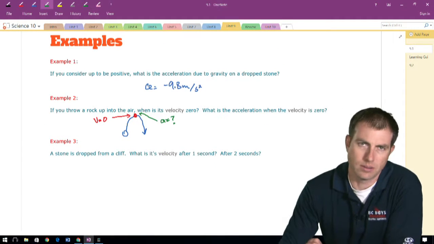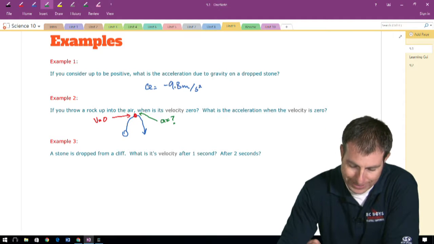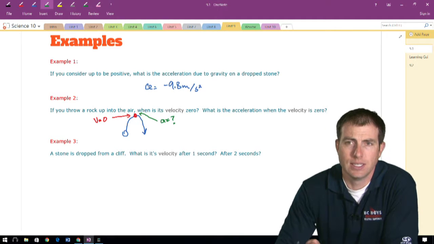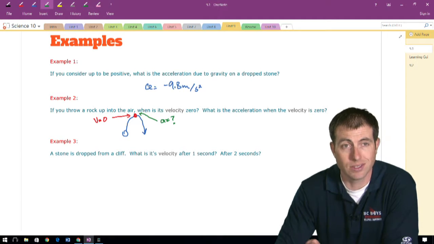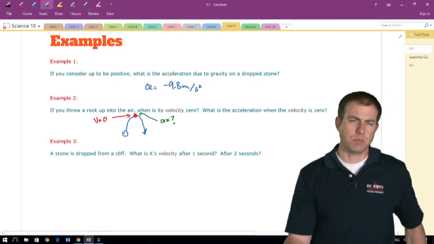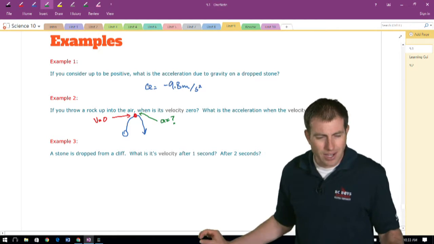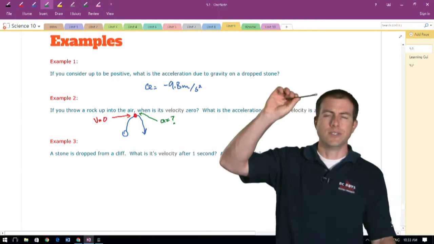So what is the acceleration at its highest point? What do you think? Anybody want to take a stab at that one? A guess? Shot in the dark? Object's highest point. What's the acceleration going to be? Any object that's in free fall should have the same acceleration. It should be negative 9.8 meters per second squared. But at its highest point, it stops moving.